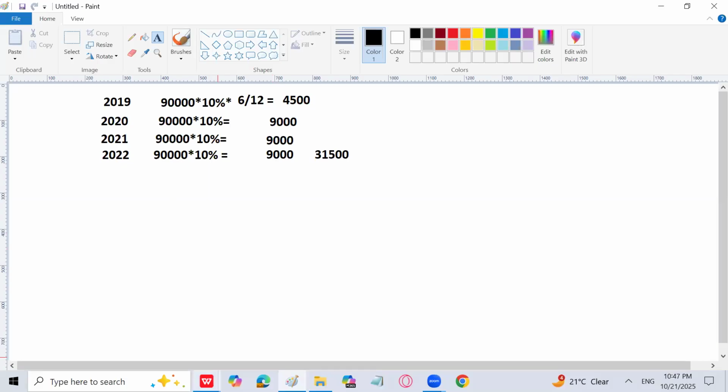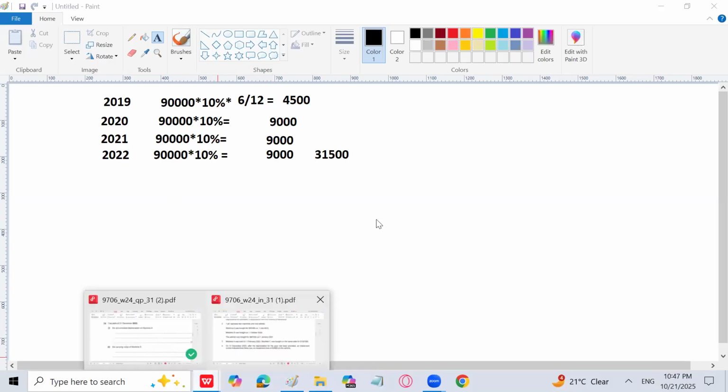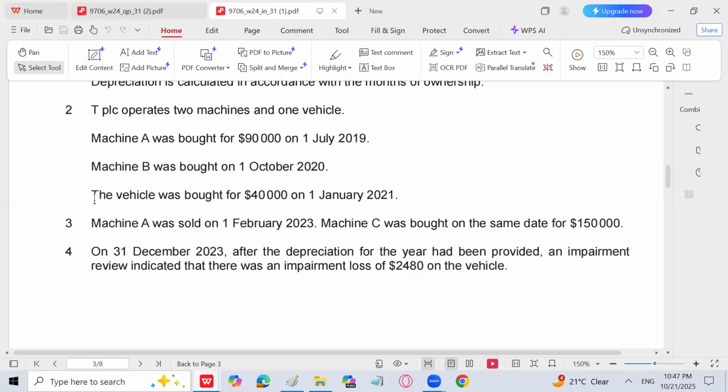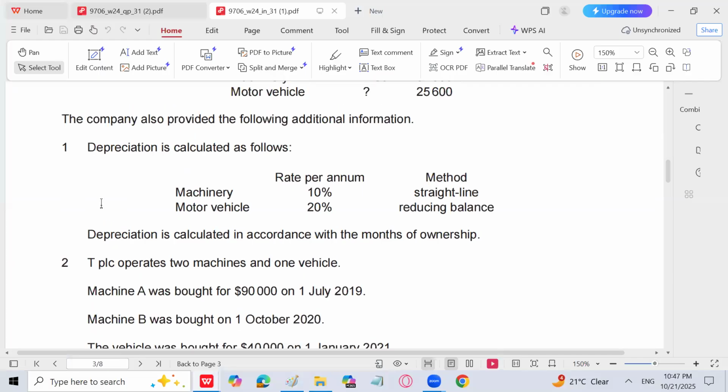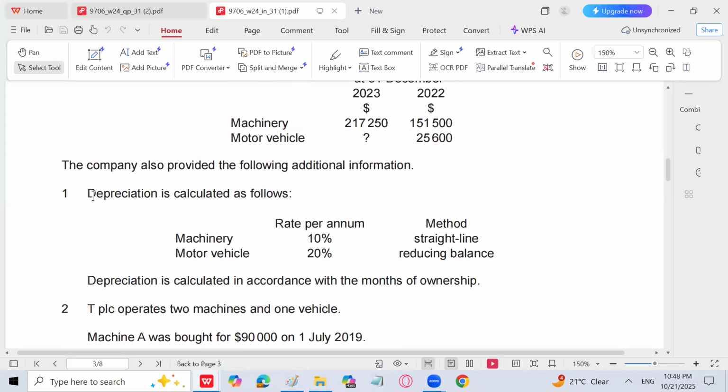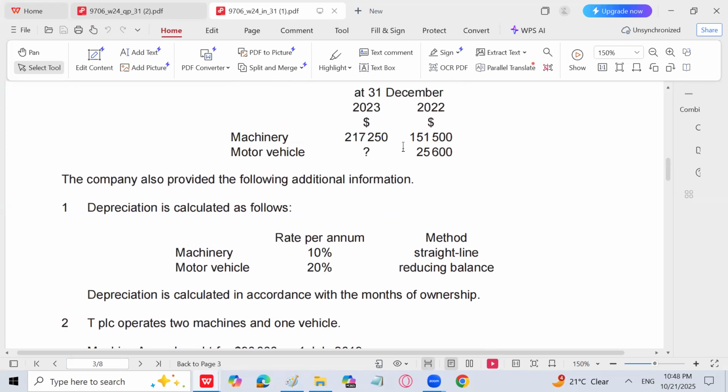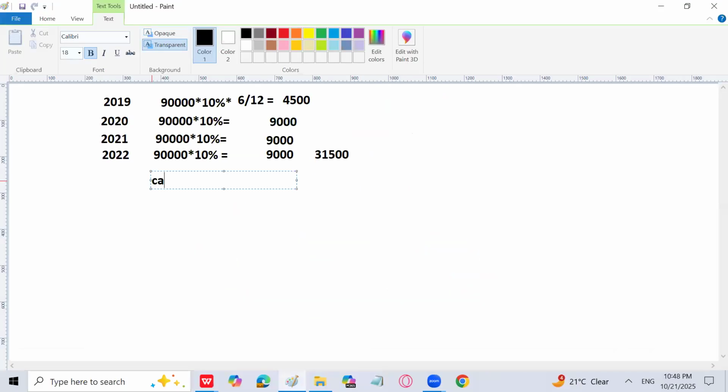Why, sir? Because remember, the carrying value is already given in the question. Yes, it was bought on 1st October, so it has been used for October, November, December, 3 months, and then for the whole year, and again for the whole year. But we don't have the cost of machine B. But we have that at 31st December 2022, the carrying value of both machines A and B is 151,500. So the total carrying value, let me write it down.